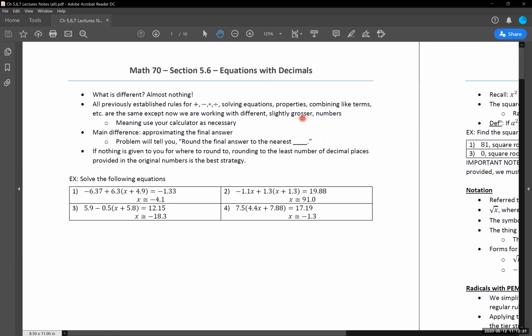The primary difference that does show up with these, however, is when we are asked to approximate our final answer. And problems will generally tell you, okay, round your answer to the nearest tenth, hundredth, thousandth. Round to 2 decimal places, round to 4 decimal places, 1 decimal place, something like that. And the big part that trips people up with this section is when they round a problem. And I'll probably go through 1, maybe 2 of these.